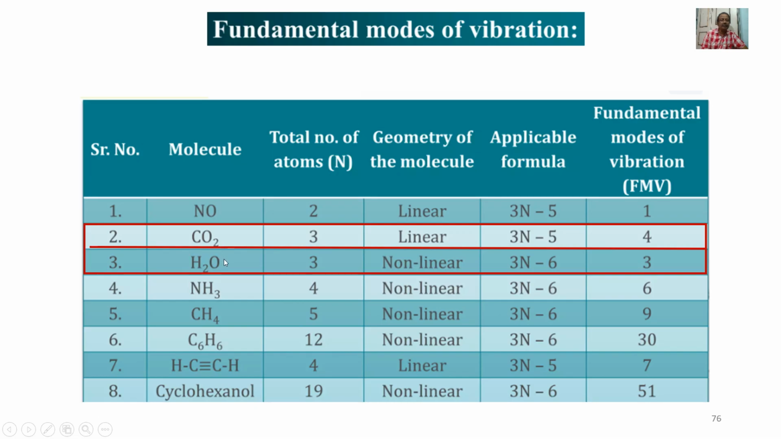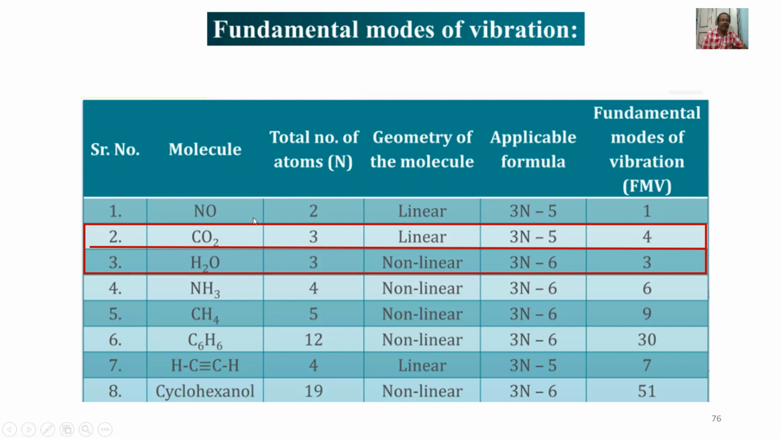For example, when you take NO, the total number of atoms is nothing but 2. It is a linear molecule. The formula is 3n minus 5. You substitute n equal to 2 here. We will have 6 minus 5, which is nothing but 1. So fundamental mode of vibration is nothing but 1.